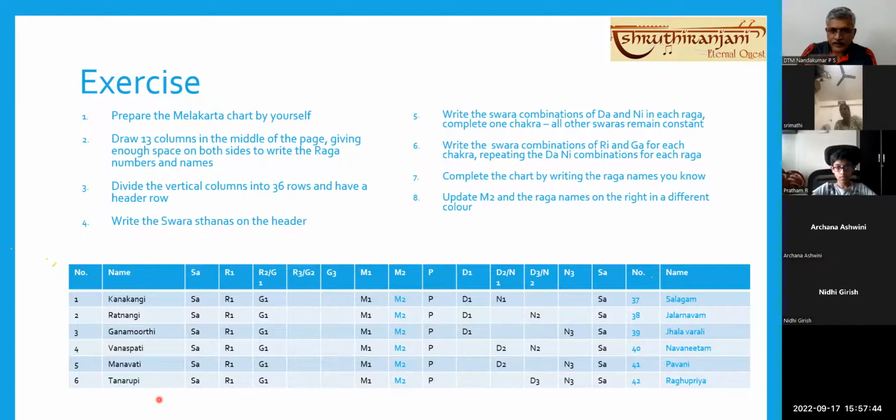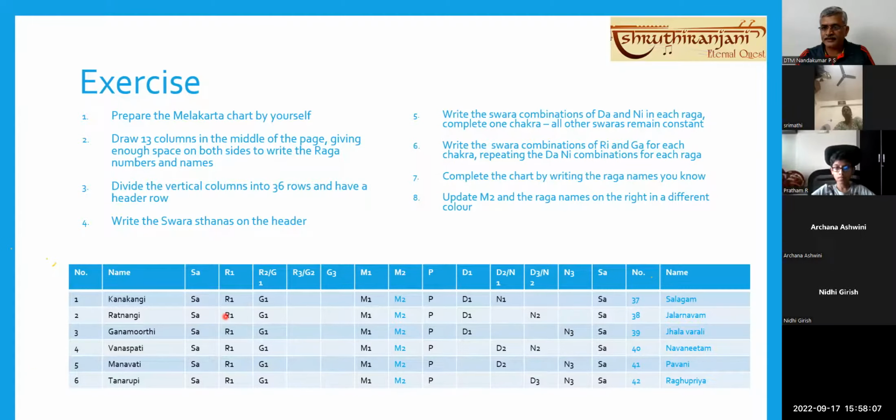So you just go through the entire list. First write the ones which you know. So you are familiarizing yourself with the raga name and the Melakarta number. 15th is Mayamalavagowla, I know that. 28th is Harikambhoji, I know that. 29 Shankarabharanam, I learned. Whatever you learned, you will be identifying. After that, go on filling the rest of the ragas.